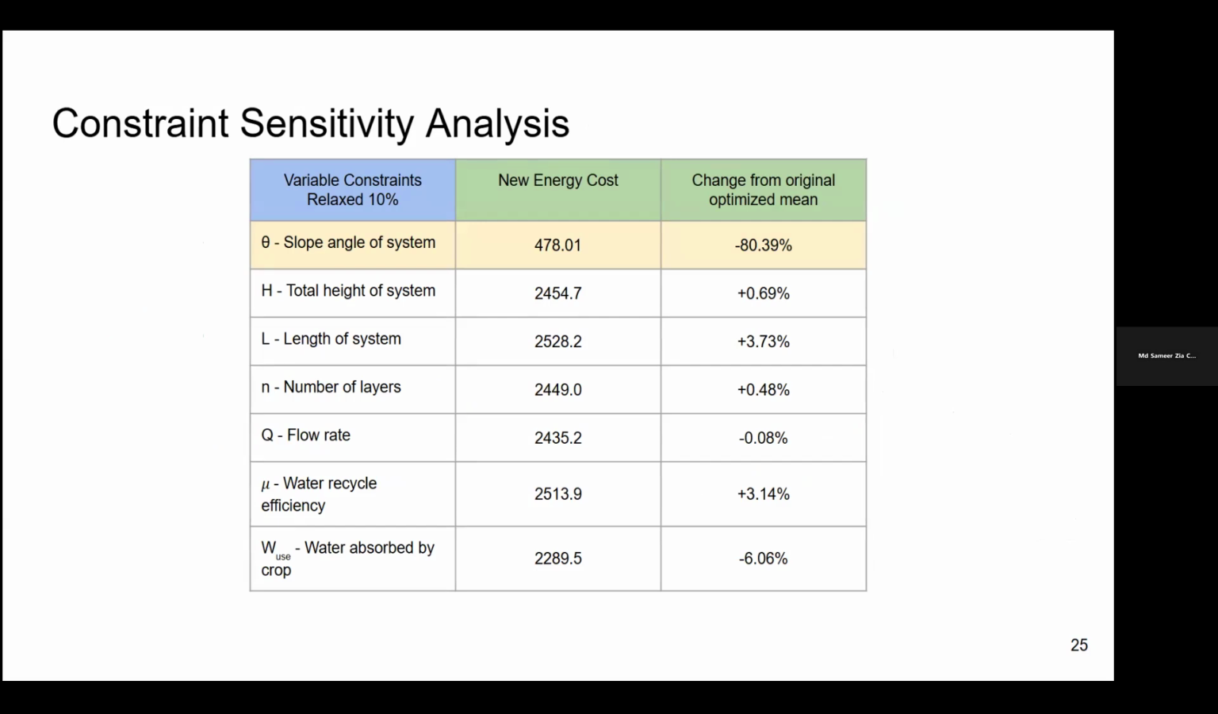Moving on to constraint sensitivity analysis, we adjusted the constraints, relaxing them by 10%, which means we lowered the lower bounds by 10% and increased the upper bounds by 10%, essentially increasing the possible solution space. We found that the most sensitive variable was theta, the slope angle of the system. When adjusted by 10%, the change from the original optimized mean value was about negative 80%, while the rest of the variables remained well below a 10% change.